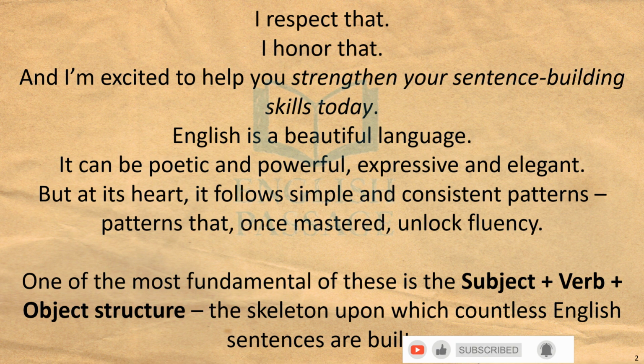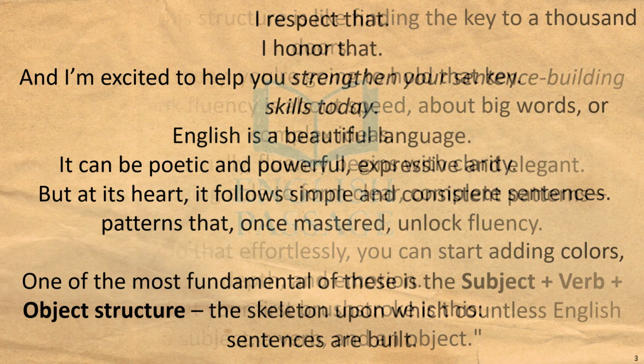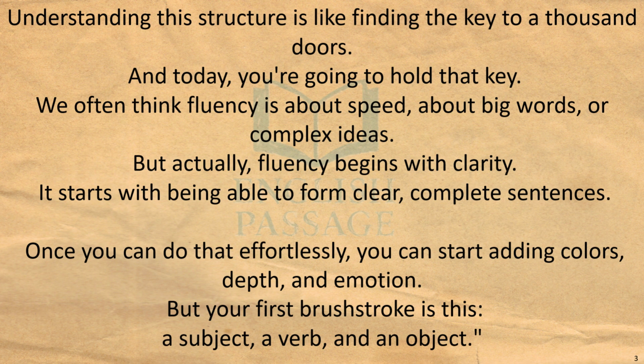English is a beautiful language. It can be poetic and powerful, expressive and elegant. But at its heart, it follows simple and consistent patterns. Patterns that, once mastered, unlock fluency. One of the most fundamental of these is the subject plus verb plus object structure, the skeleton upon which countless English sentences are built. Understanding this structure is like finding the key to 1,000 doors. And today, you're going to hold that key.